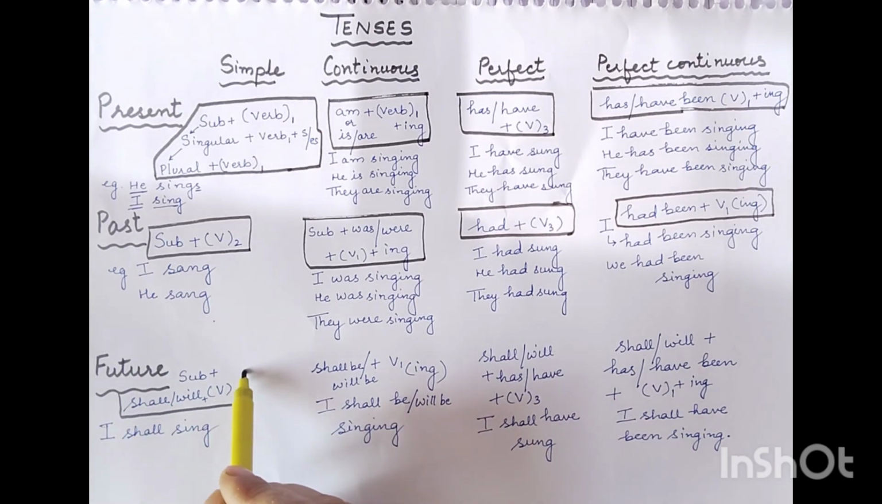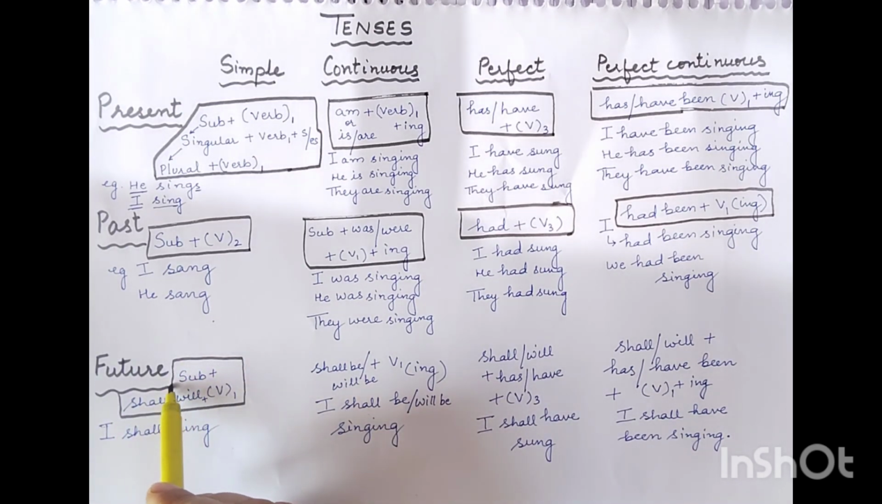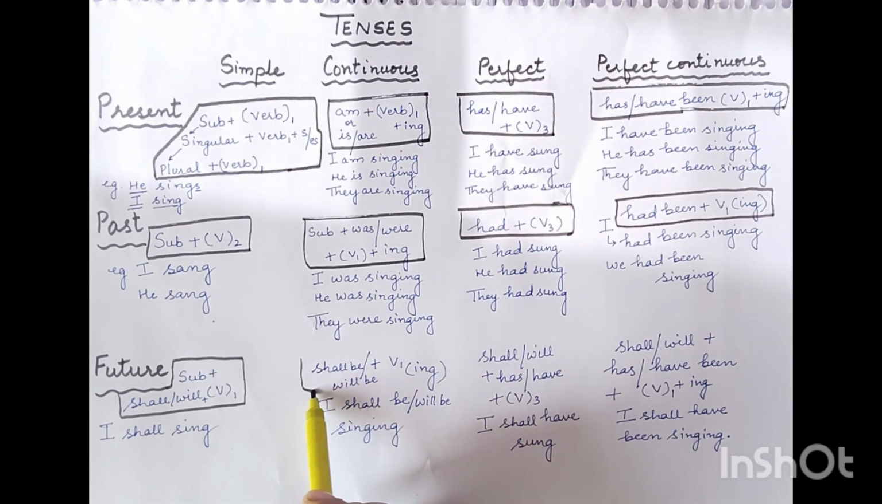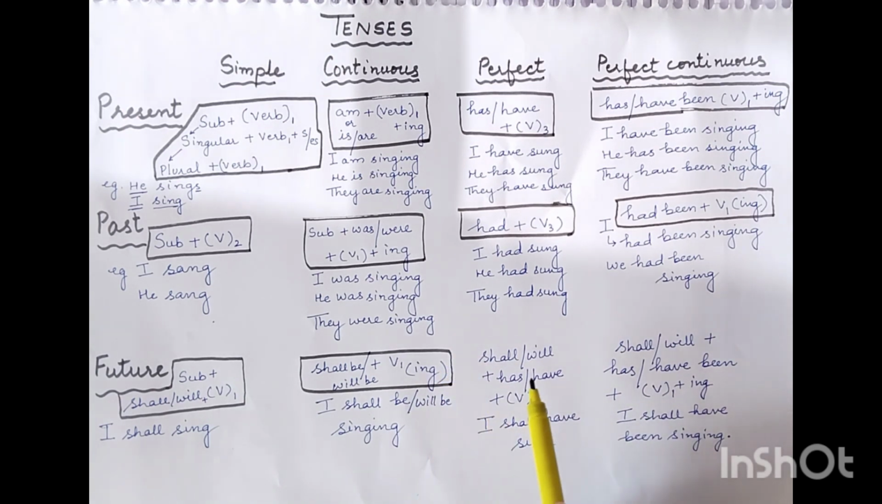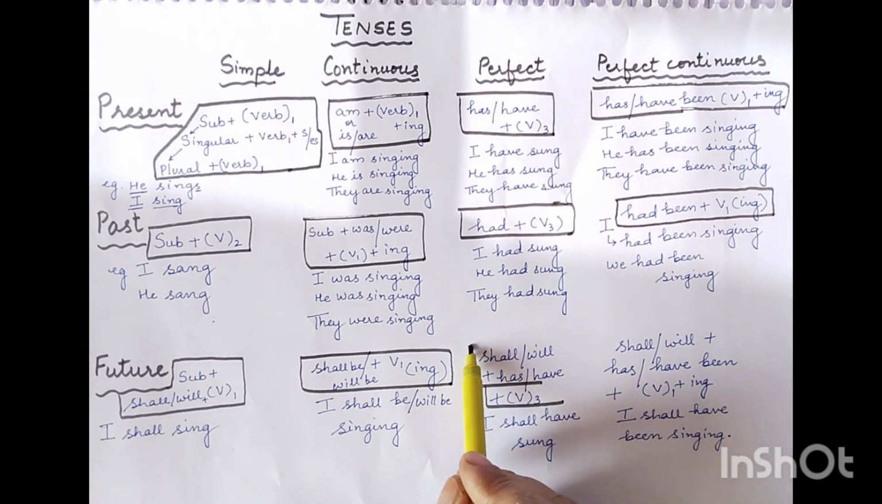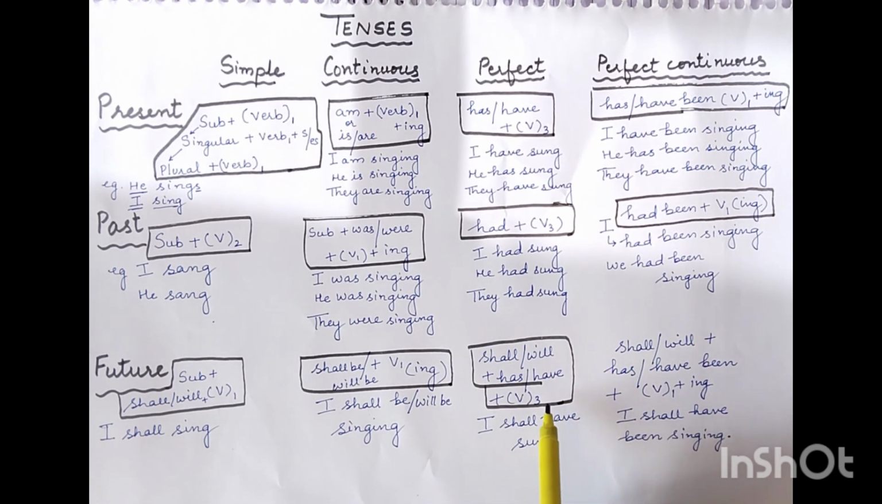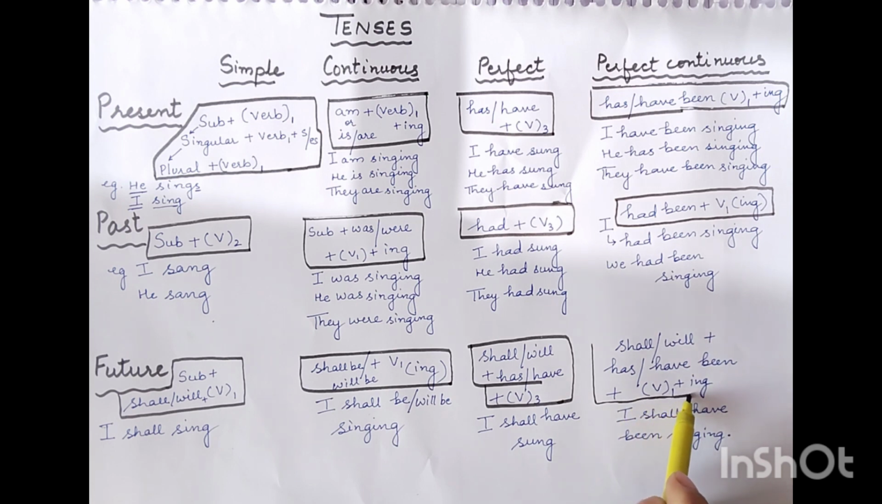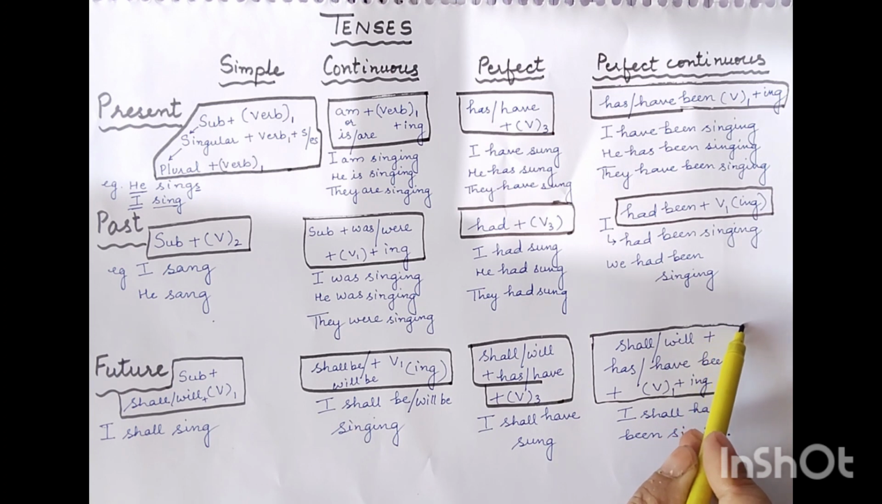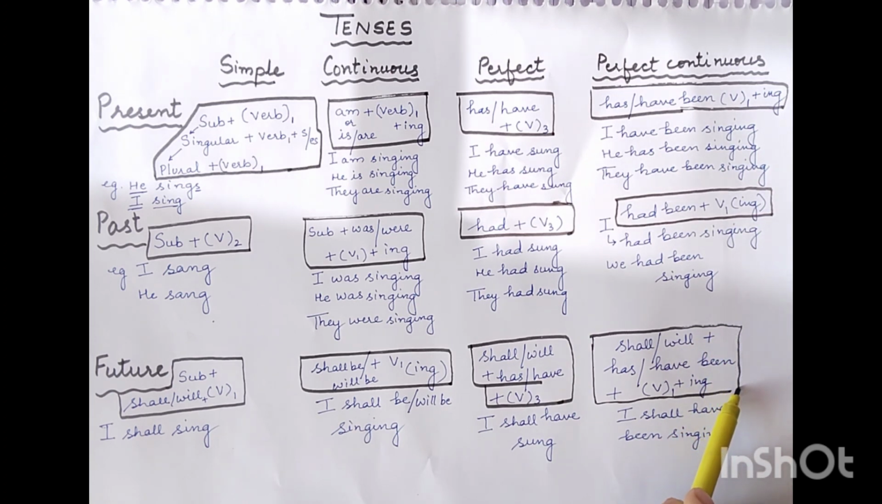In future, subject plus shall or will plus first form of the verb. In future continuous, shall be, will be plus first form of the verb plus ing. In future perfect, shall or will plus has or have plus third form of the verb. In last, future perfect continuous, shall or will plus has or have been plus first form of verb plus ing.